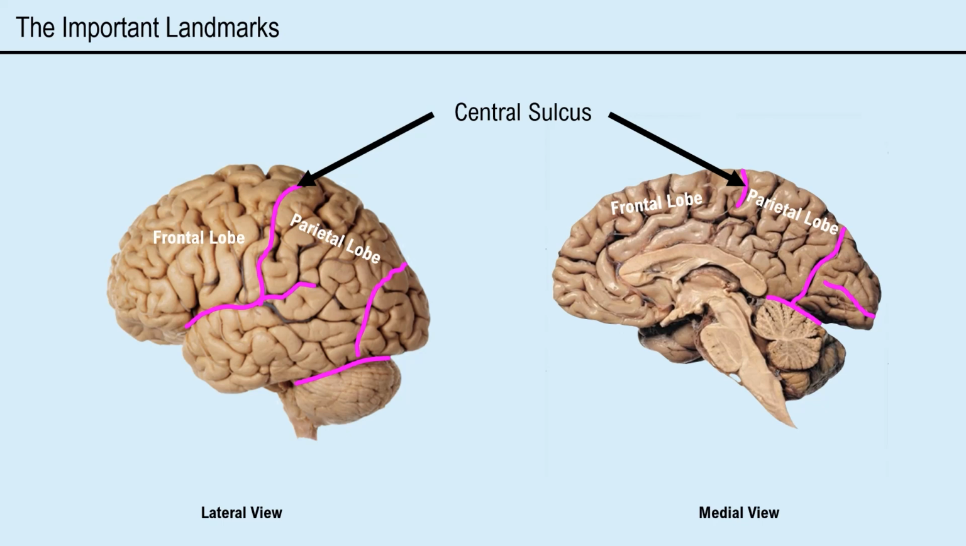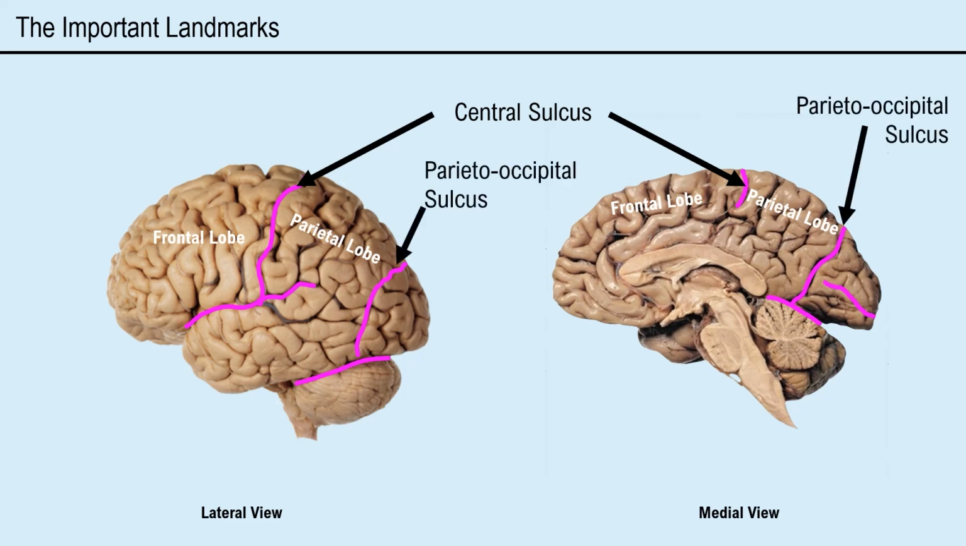So the cortex rostral to the central sulcus is the frontal lobe, and the cortex that lies caudal to the central sulcus is the parietal lobe. At the caudal border of the parietal lobe, we have another significant sulcus called the parieto-occipital sulcus. This sulcus does exactly what it says on the tin. It marks the boundary between the occipital lobe and the parietal lobe. It is much easier to see on the medial surface of the brain, but on the lateral surface it can be a little harder to identify.